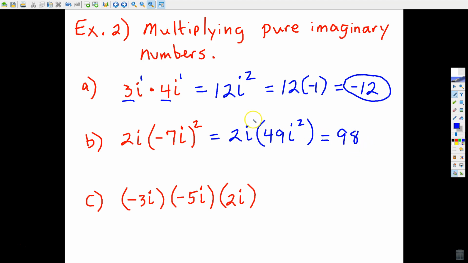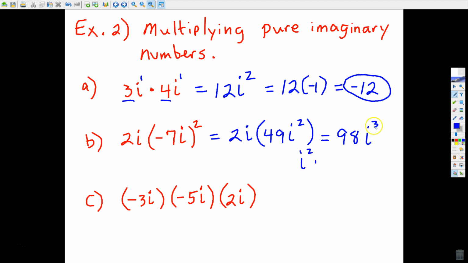i to the first times i to the second. You just add those exponents together and you get i to the third. Well, let's think of i to the third for just a minute, because we didn't give you a technical answer for i to the third yet. We're going to talk about that in just a minute. But we do know what i squared is, right? i squared is what number?